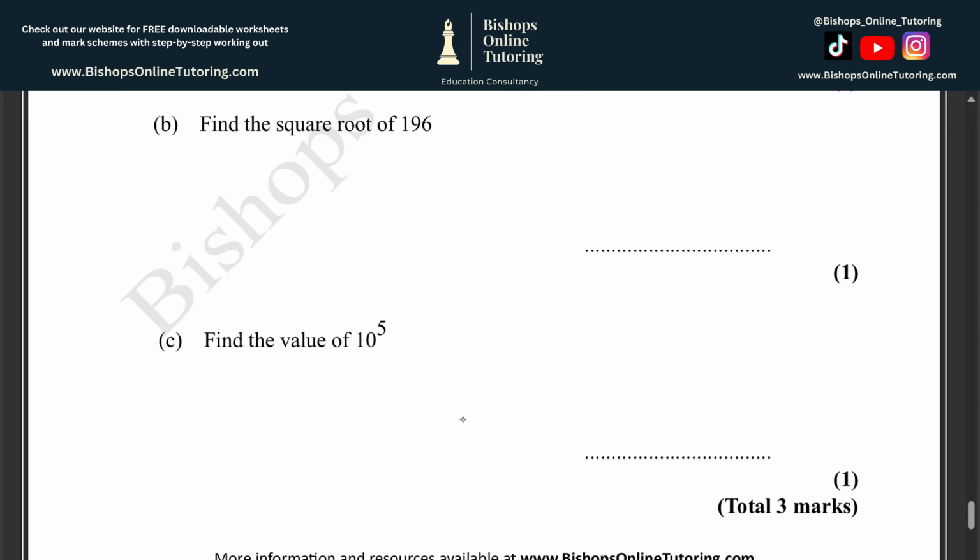Find the square root of 196. So the best way to do this is just plug and play a bunch of different numbers and see what gives you 196. Because it's the square root, we're looking for a number which times by itself will give us 196. So let's just try a bunch of different numbers.